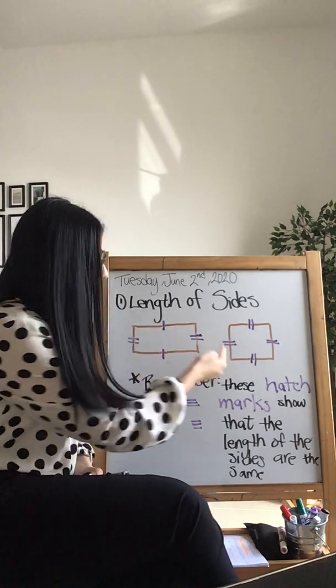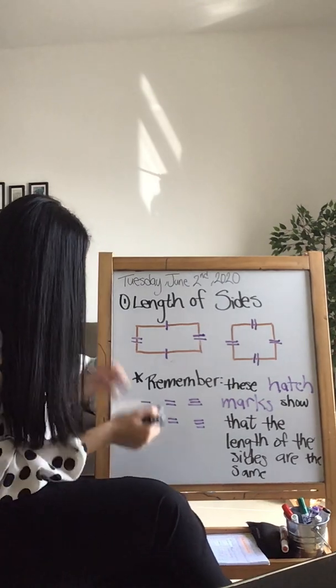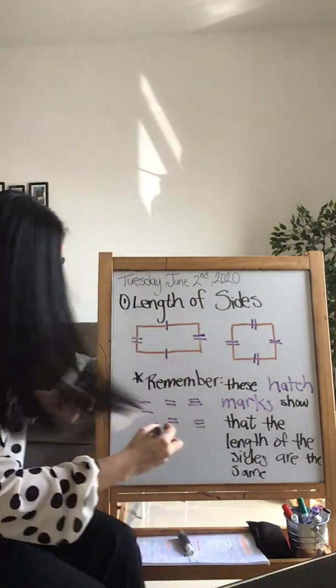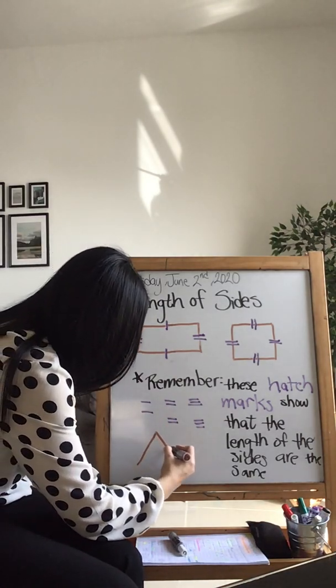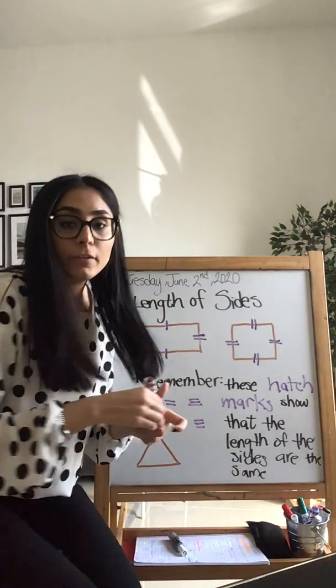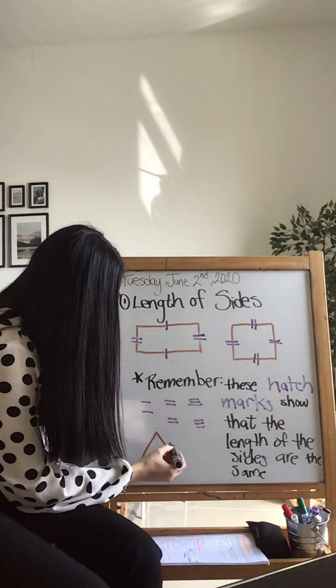These are equal. In a square, we know that these are equal. Let's do another example. If I had a triangle, a perfect triangle, you know a triangle always has to have equal sides.